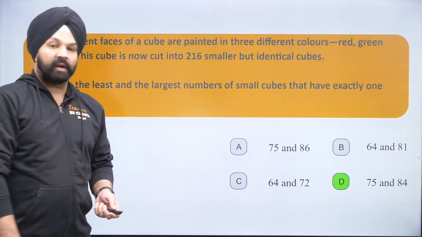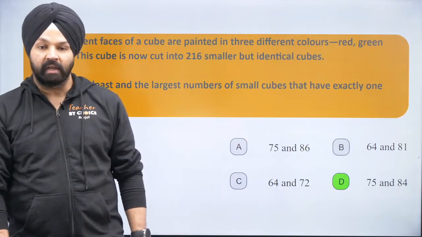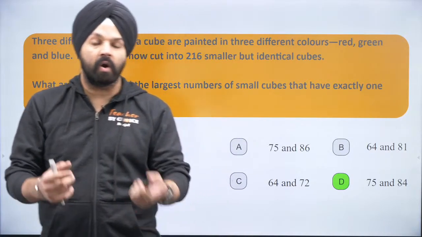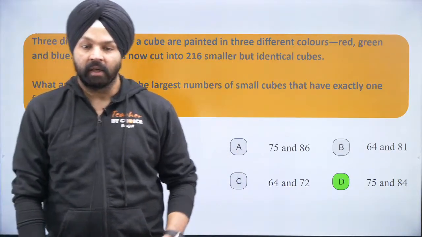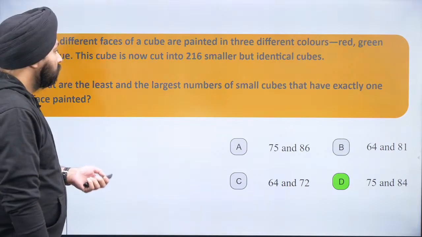Okay, so the answer is 75 and 84. आप में से किसी ने आंसर बताया था, but that is not matching with the answer. But कैसे? How to solve this? That is more important than this 75 and 84 answer, I guess. So let's have a look.